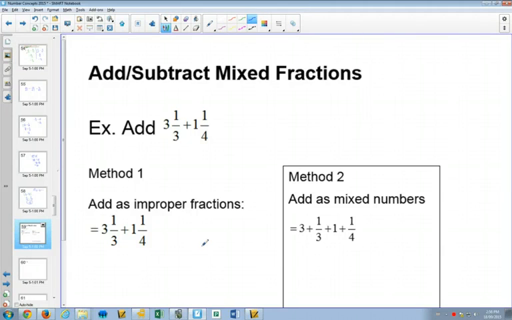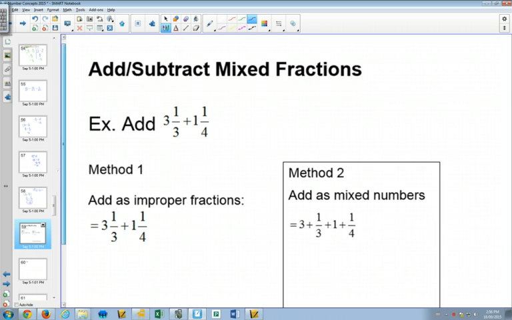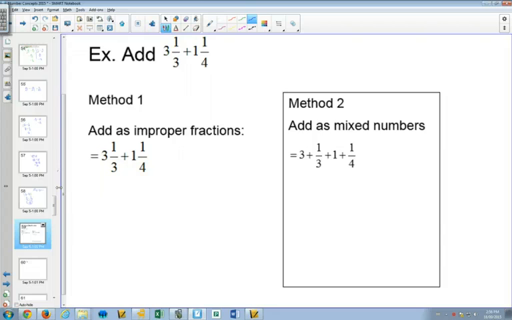When you have mixed fractions, there are two different methods for adding them. We can't just get a common denominator right away and add them. We've got to do something else first. So one way is to change each of them to improper fractions.